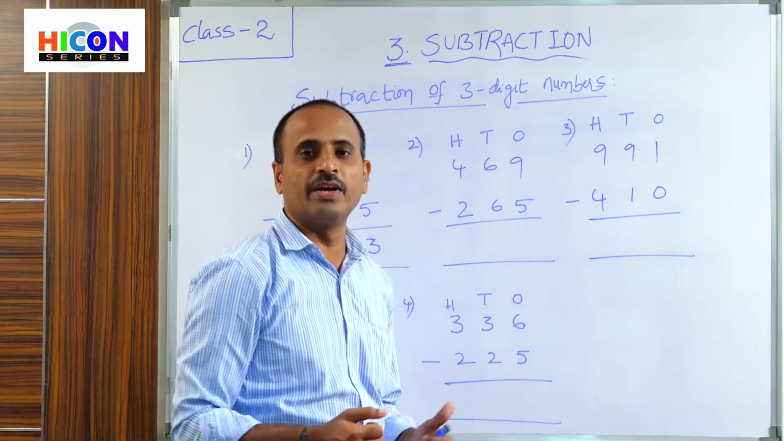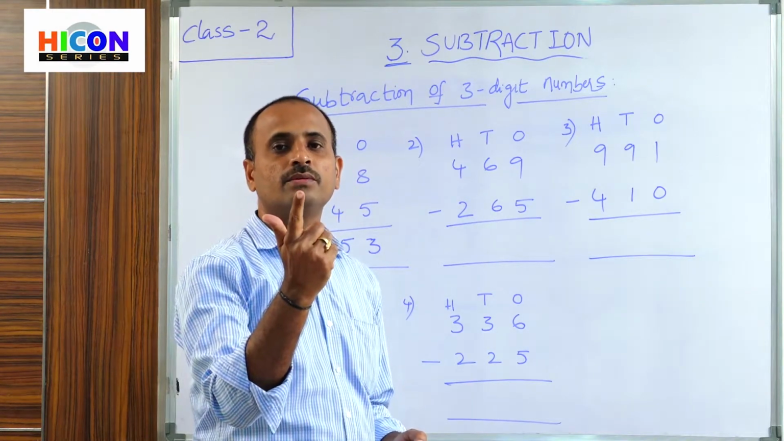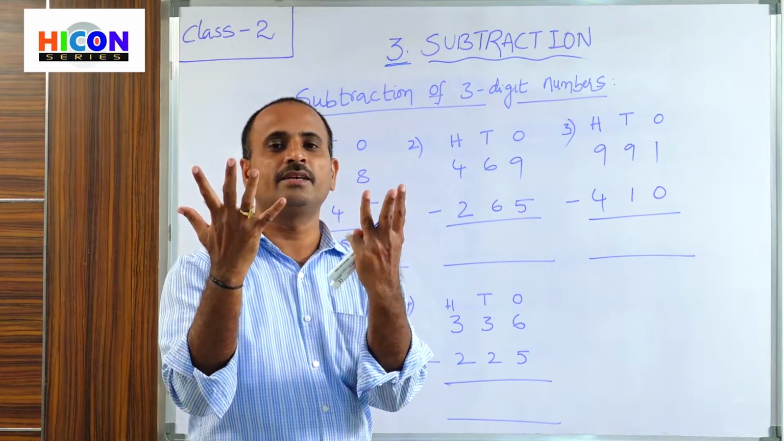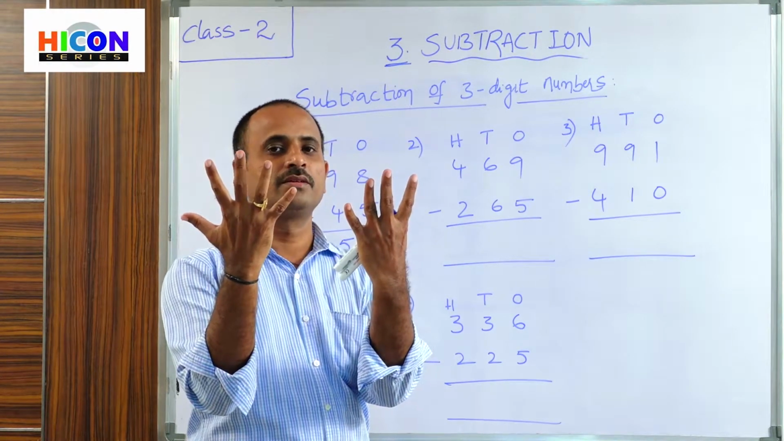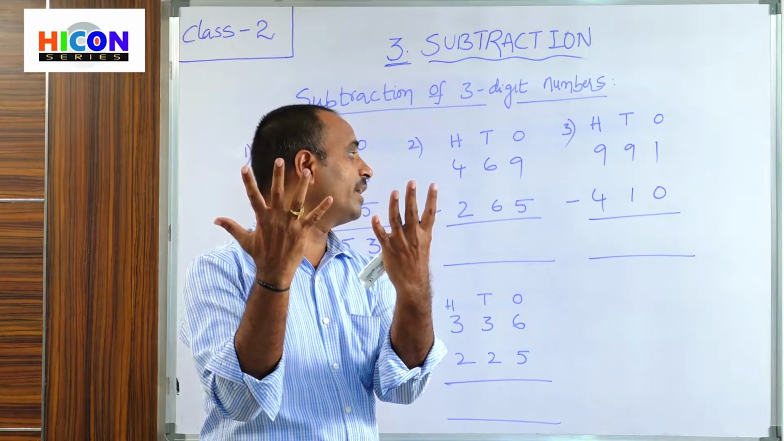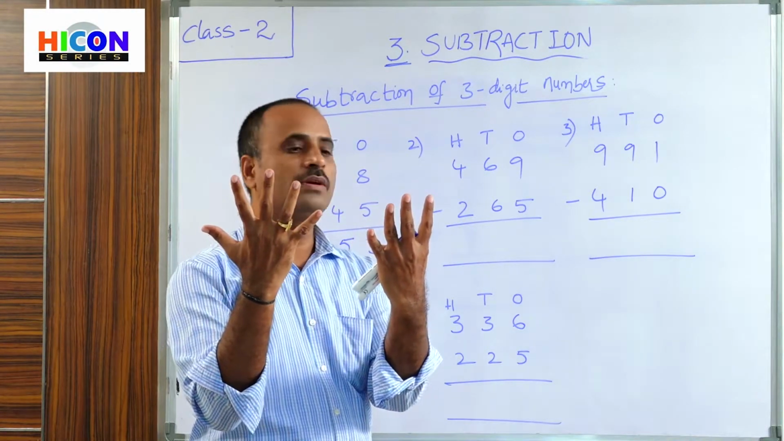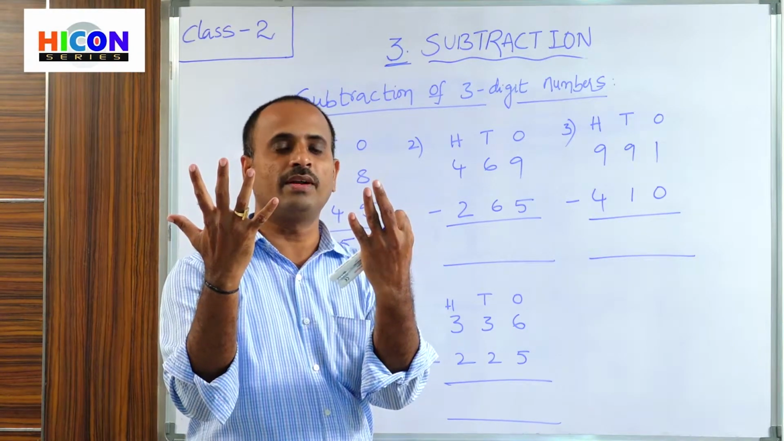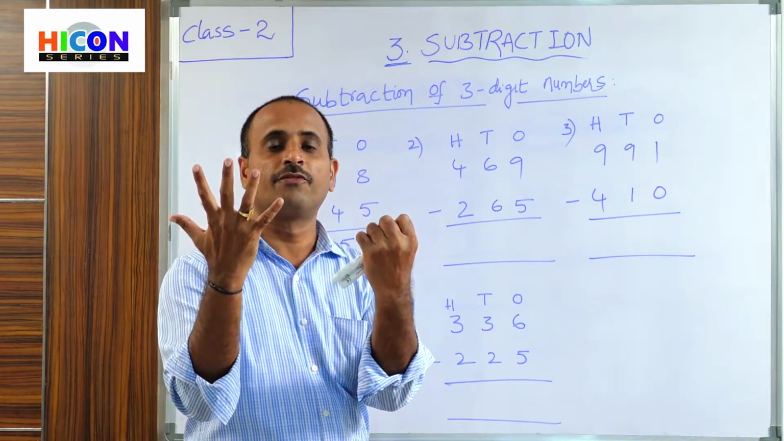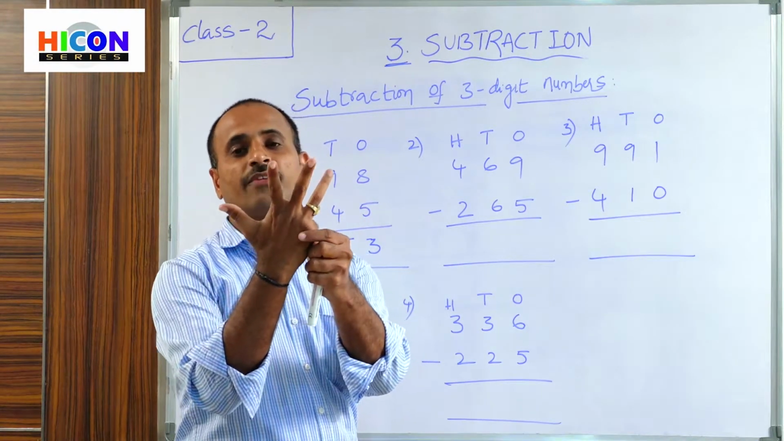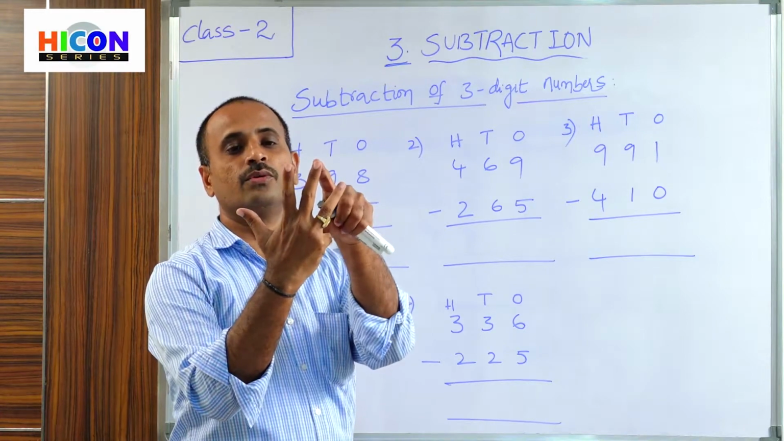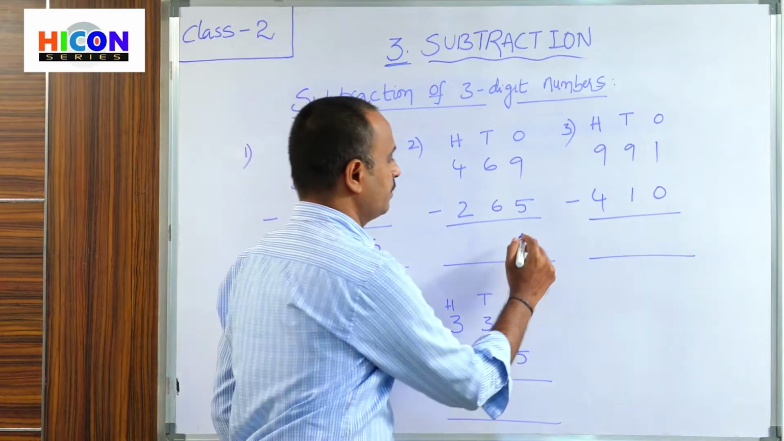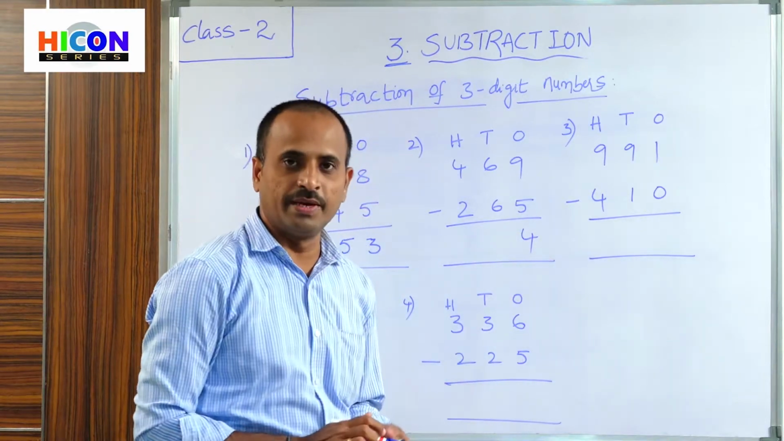So open 9 fingers of your hand. 1, 2, 3, 4, 5, 6, 7, 8, 9. So these are the 9 fingers. So what is the second digit in the ones place? 5 is the second digit in the ones place. Close 5 fingers in these 9 fingers. 1, 2, 3, 4, 5. So children, how many fingers are left? 1, 2, 3, 4 fingers are left. So write 4 under ones place. So ones place is completed.